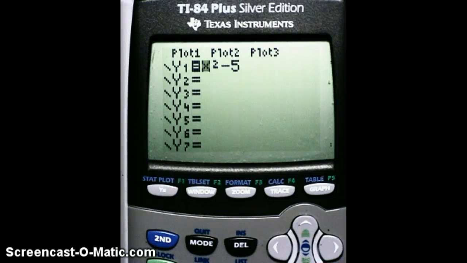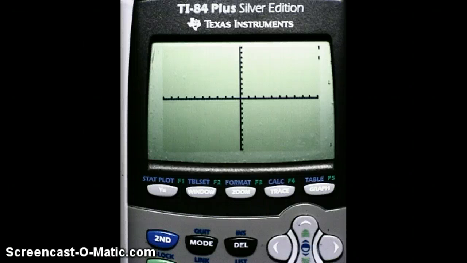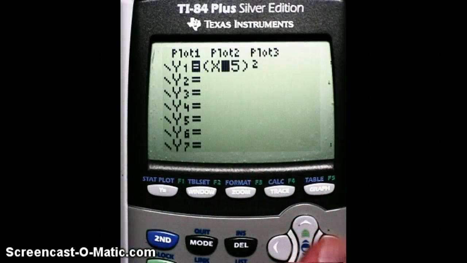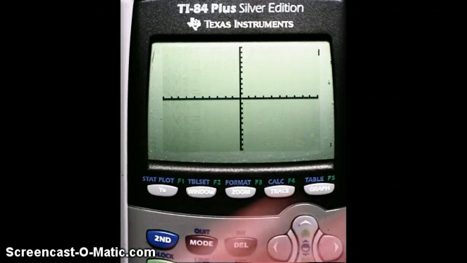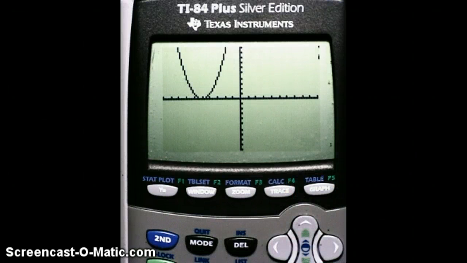Okay, the parabola. Now my question is how are we going to move this to the right 5? Well, what if we did this? X minus 5, squared. Okay, so I'm going to hit graph. Lo and behold, it moved it to the right 5. And again, to the left, plus. All right, the calculator is a really neat tool. So we moved it that way.